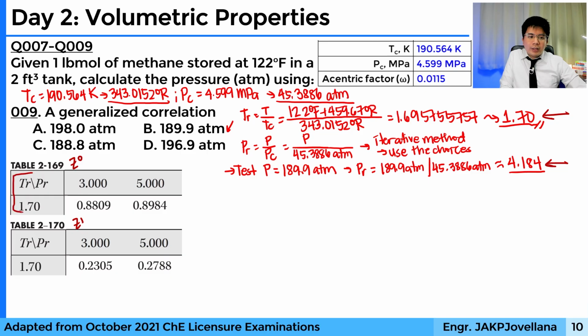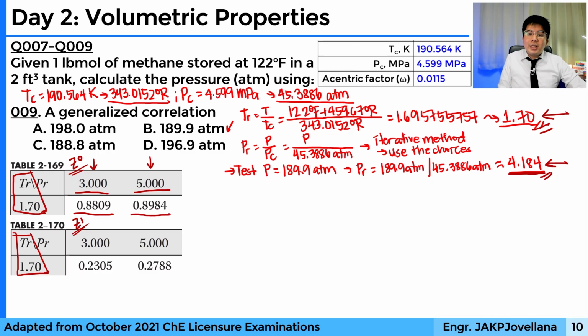So this is the value of our reduced temperature, 1.7, as we have calculated, this one. And then these are the values of the reduced pressure that contains our value of the reduced pressure. So check that our reduced pressure is 4.184 and this is between 3 and 5. So we can interpolate both for Z0 and Z1 using these tables. For example, when TR is 1.7 and PR is 3, the value of Z0 is 0.8809. While if the value of PR is 5, the value of Z0 is 0.8984.